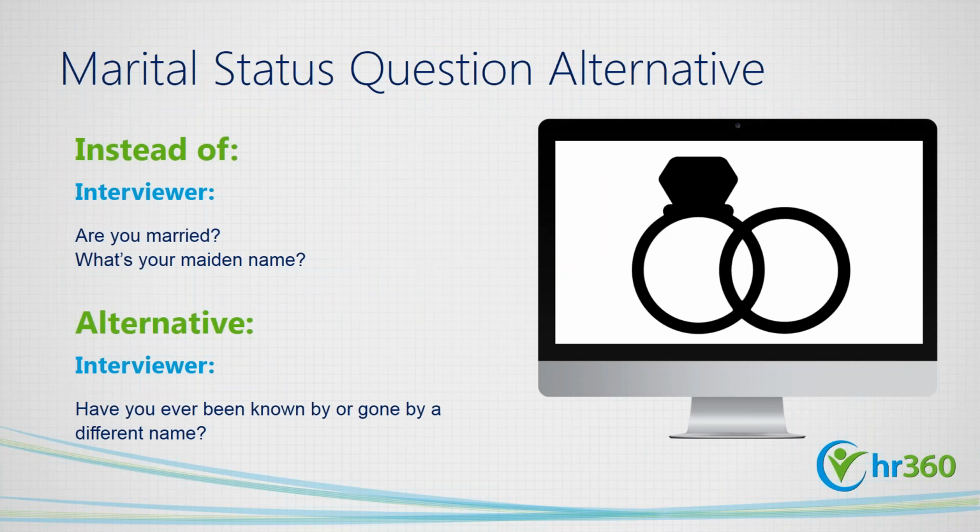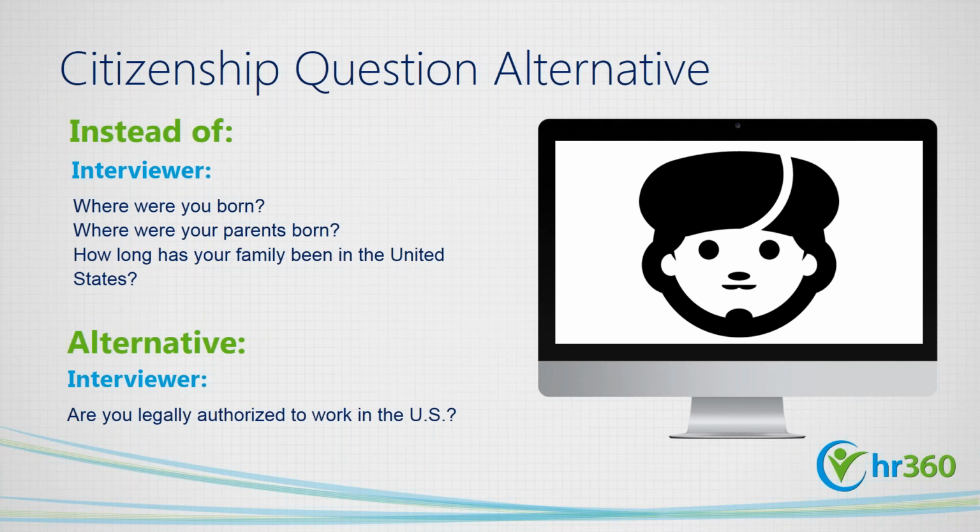Now let's talk about questions. This is for marital status, a question that you want to avoid. And then how can you ask the question in a more compliant fashion? So instead of saying, are you married, what's your maiden name, you might ask, have you ever been known by or gone by a different name? So you're not actually asking about a maiden name or marriage or anything else, but you're asking something that is in the zone or area of compliance. Continuing on.